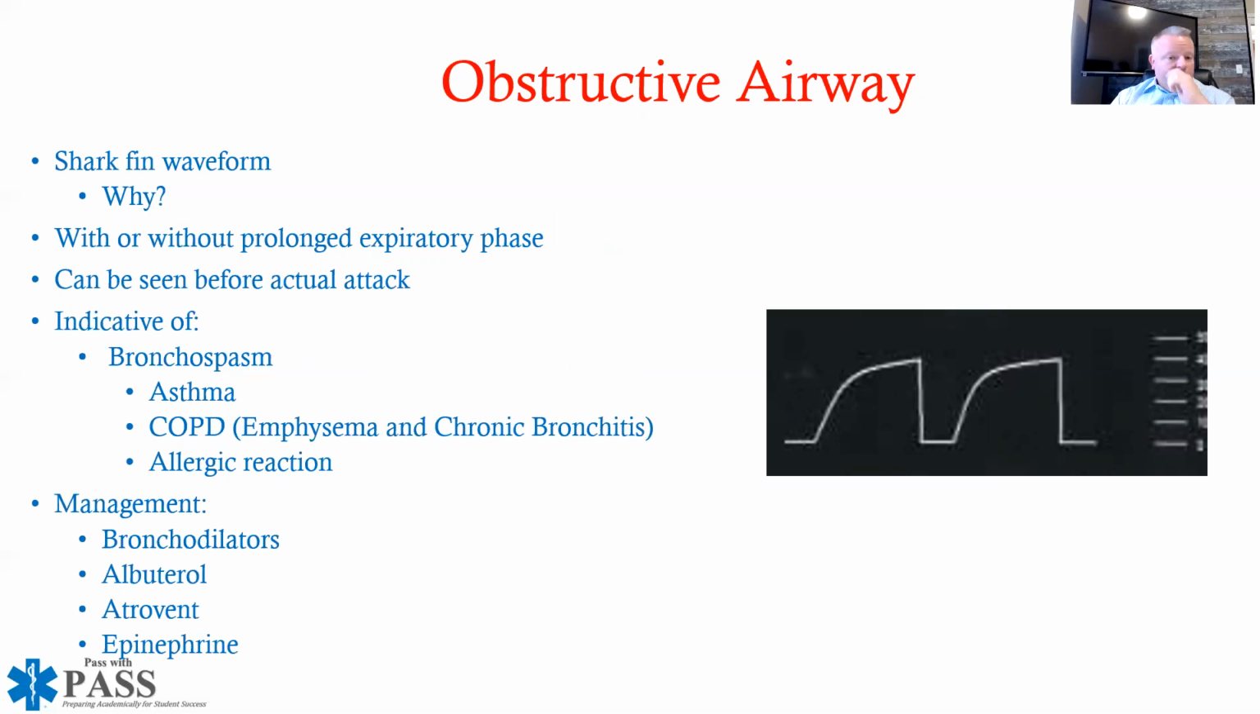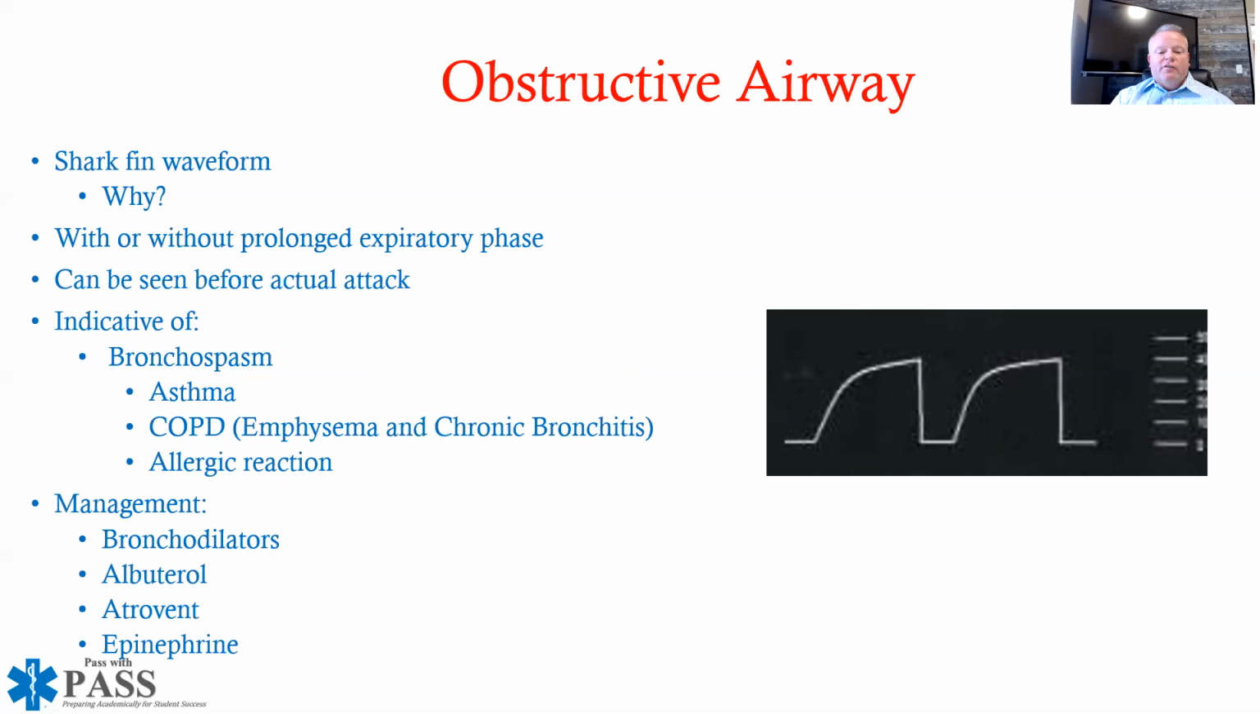All right, so obstructive airway. Another thing that we can pick up on with using capnography is a patient that has an obstructed airway. The other thing that people will say is they call it a shark fin waveform. So if you look over here to what the waveform looks like, you can appreciate that it kind of looks like a shark fin. And this makes sense.